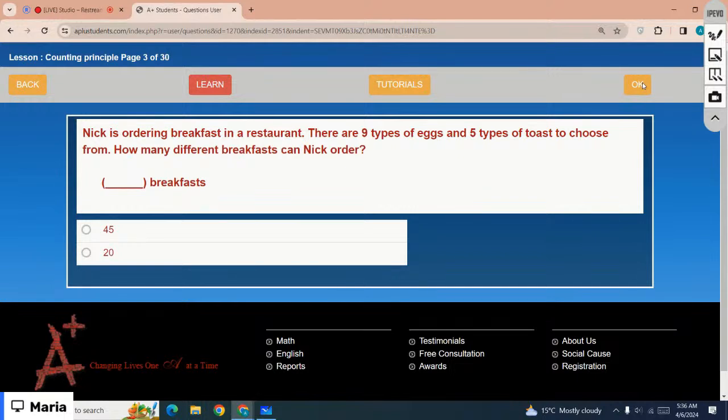Nick is ordering breakfast in a restaurant. There are 9 types of eggs and 5 types of toast to choose from. How many different breakfasts can Nick order? Which is the correct option? The correct option is he can do 9 times 5. The correct option is 45, right? Option number 1 is the correct option.